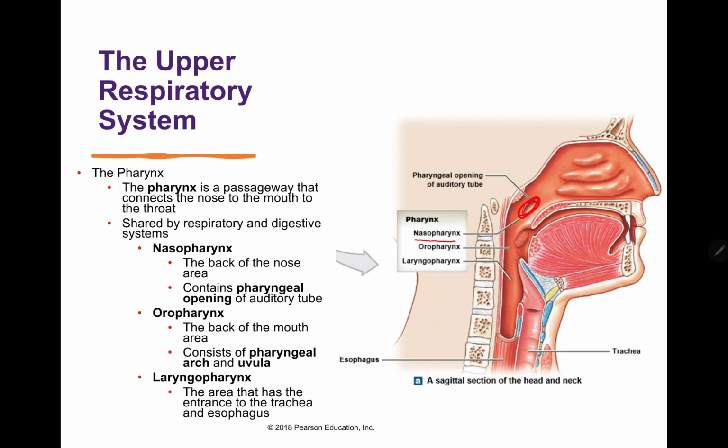Under the nasopharynx, you have the oropharynx, which is directly behind the mouth. It consists of the pharyngeal arch and the uvula. Under the oropharynx, you have the laryngopharynx, the area that has the entrance to the trachea and the esophagus. Then under the laryngopharynx, you have the larynx.